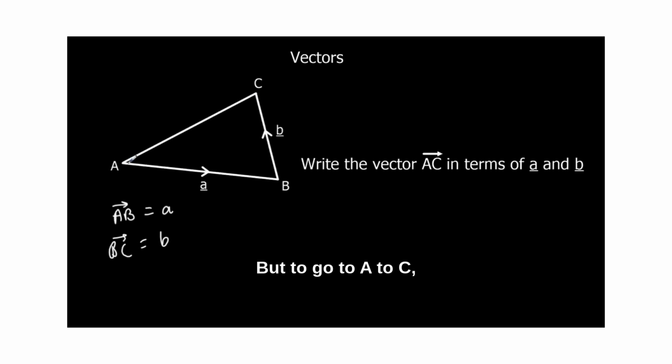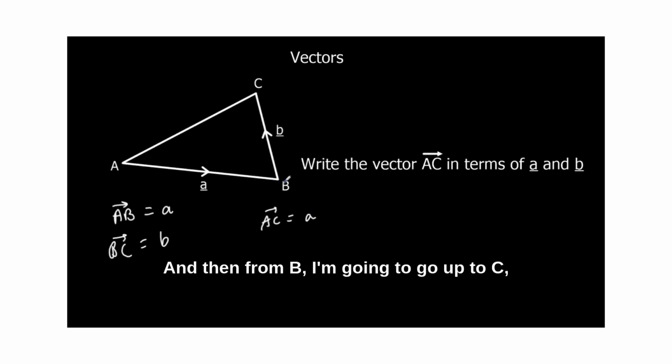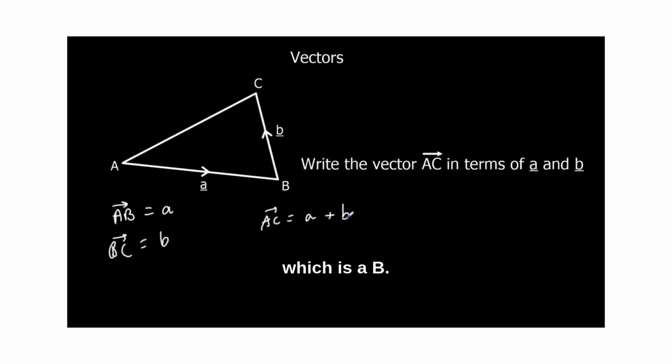But to go A to C, I'm going to go from A to B. So I'm going to go A to B, which is an A. And then from B, I'm going to go up to C, which is a B. So A to C is A plus B.